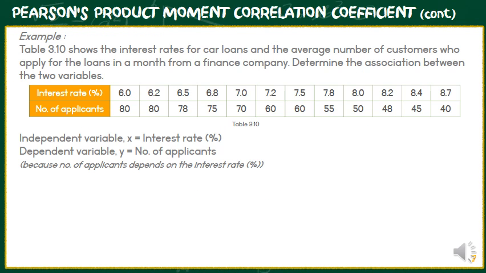Okay, so let's look at an example. In this example, table 3.1 shows the interest rate for a car loan and the average number of customers who apply for the loan in a month. So it asks you to determine the association, the relationship. They all mean the same thing. It wants you to find R. And in this chapter, to find R we use the Pearson product moment correlation coefficient.